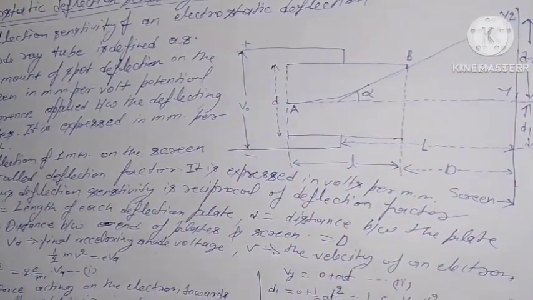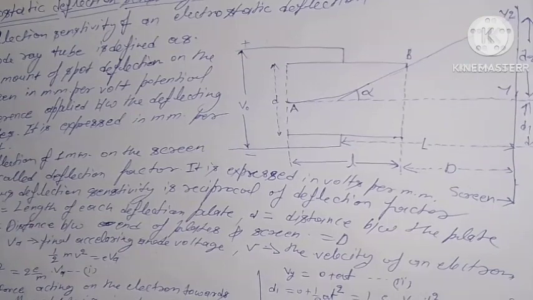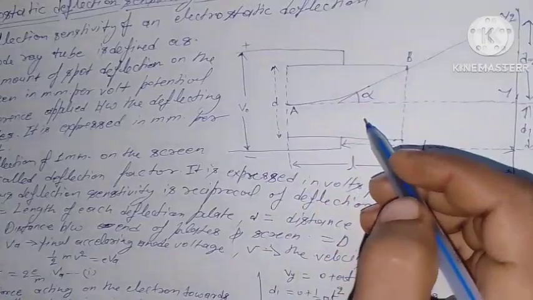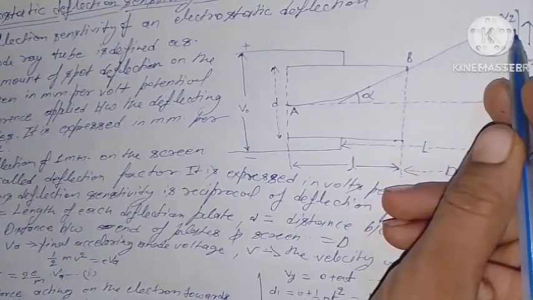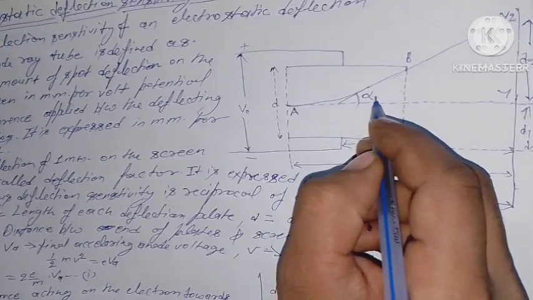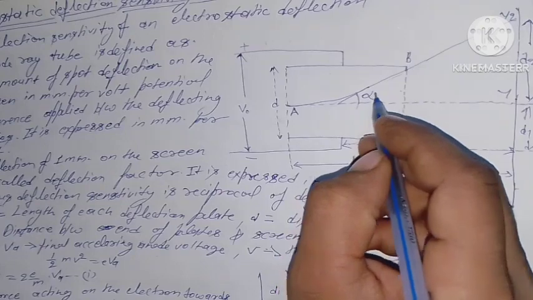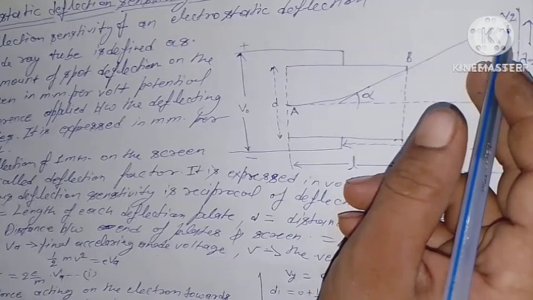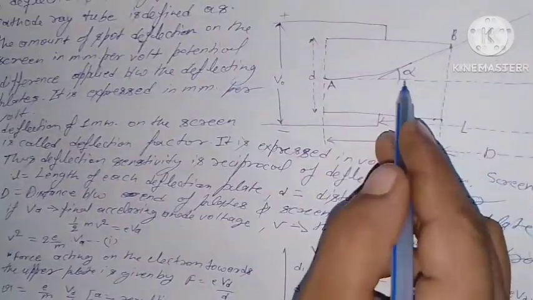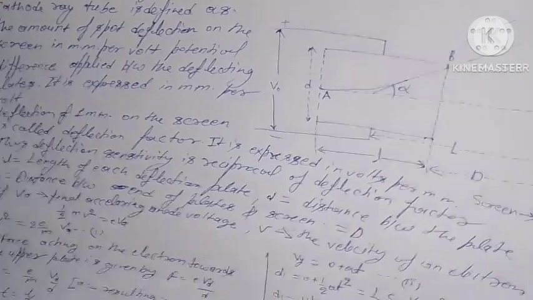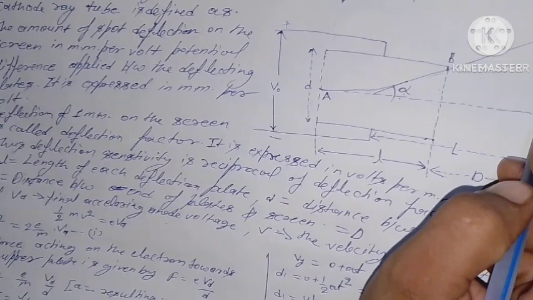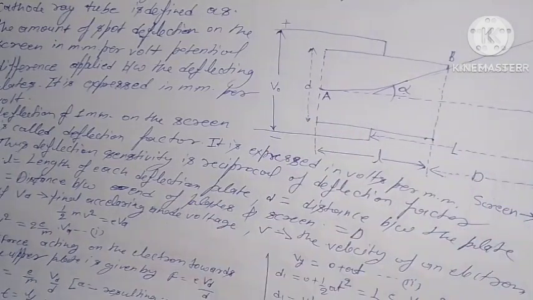Then after emerging from the plates, the electron beam moves in a straight path, making an angle alpha with the original direction and meets the screen at y2. Now tan alpha is equal to d2 upon capital D.